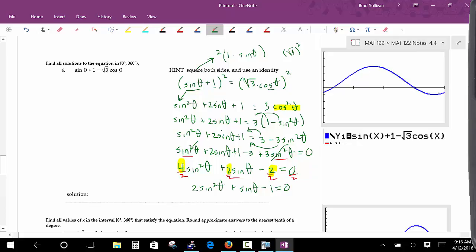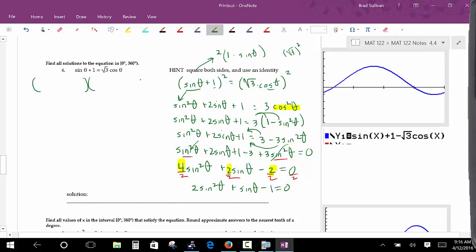Does it make sense to you guys why I squared both sides? Okay, I introduced a sine squared because then I have an identity. If you don't do that, you can't really work with any identities, okay? All right, so let's go ahead and factor this up here.